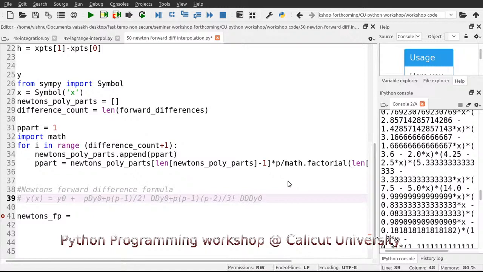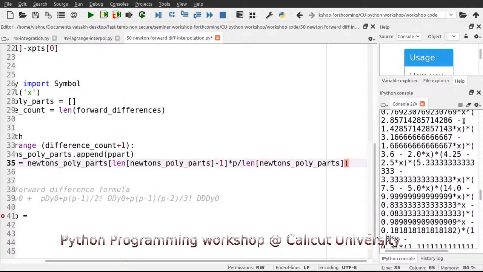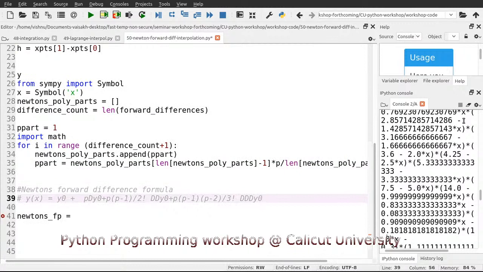Okay, this is correct. So this is 3 factorial. 3 factorial is essentially multiplying. Then in that case, multiplying with this is not required. Only 3 is enough. So what I'm trying to do is, initially I have taken p part to be 1. I will multiply that with y naught.